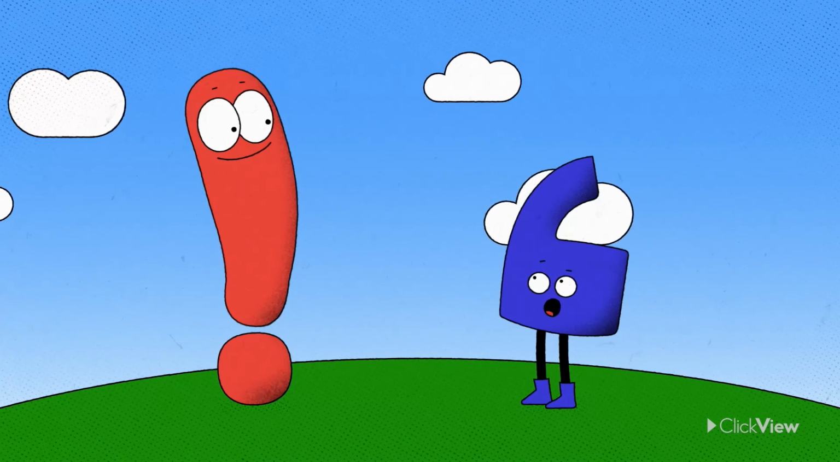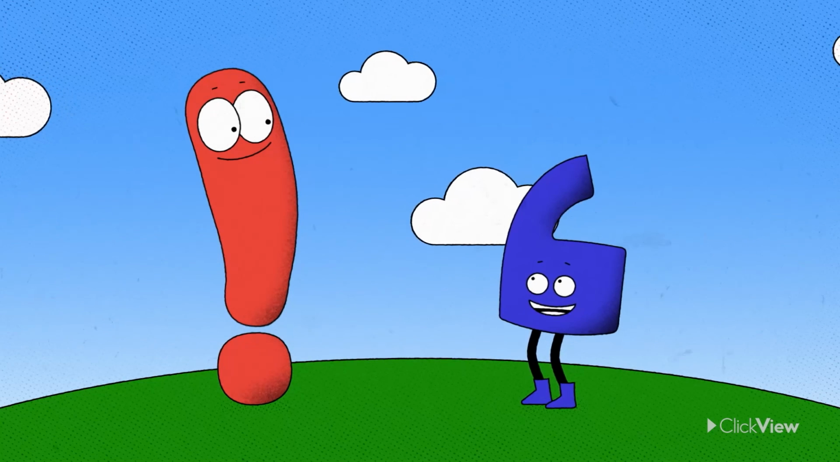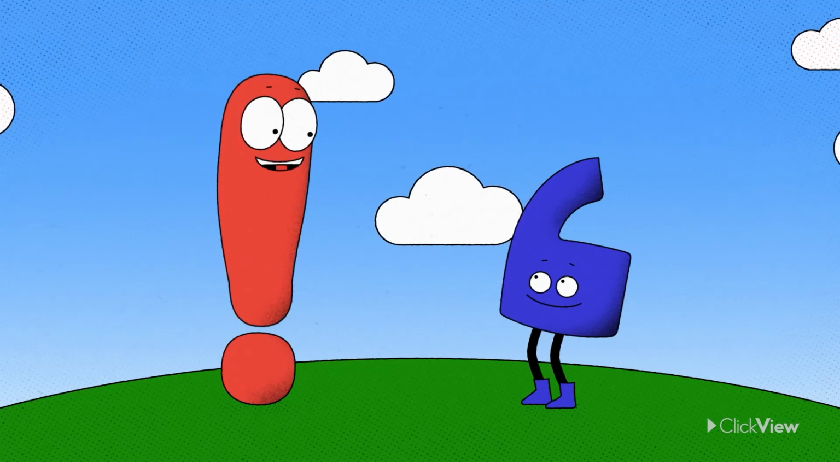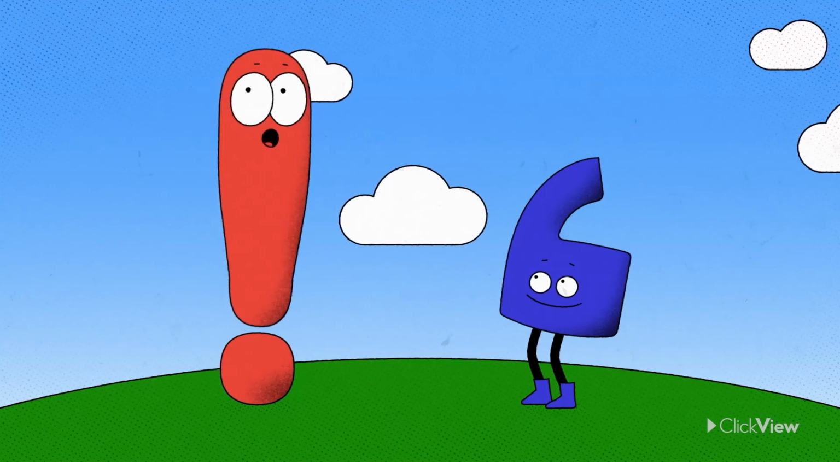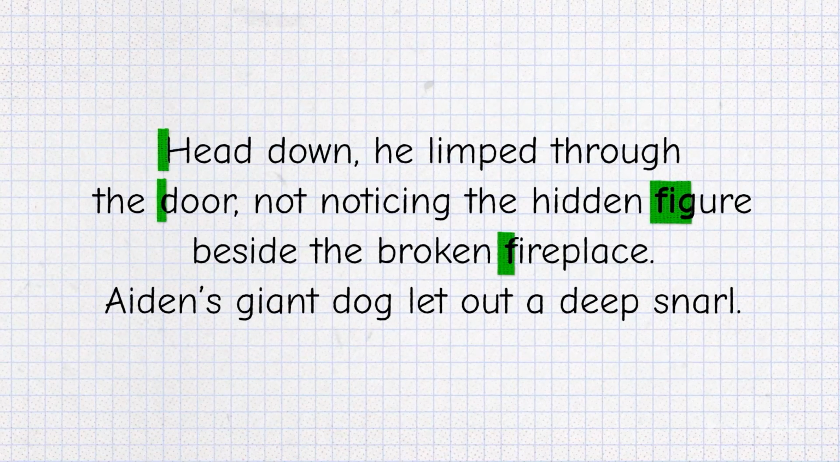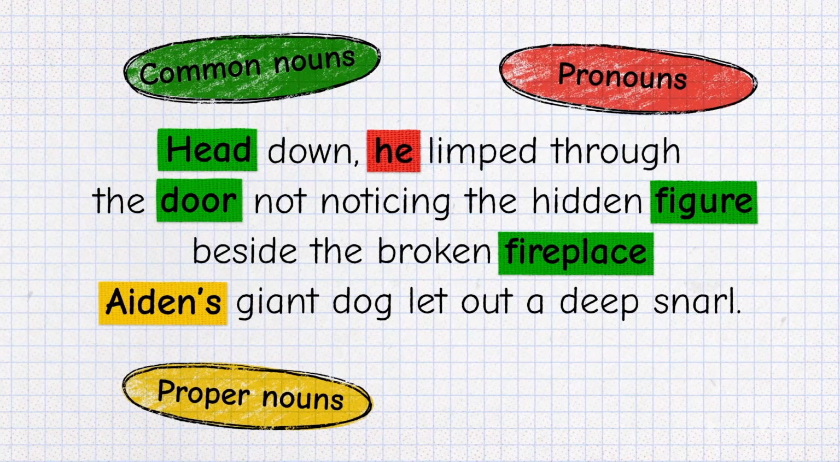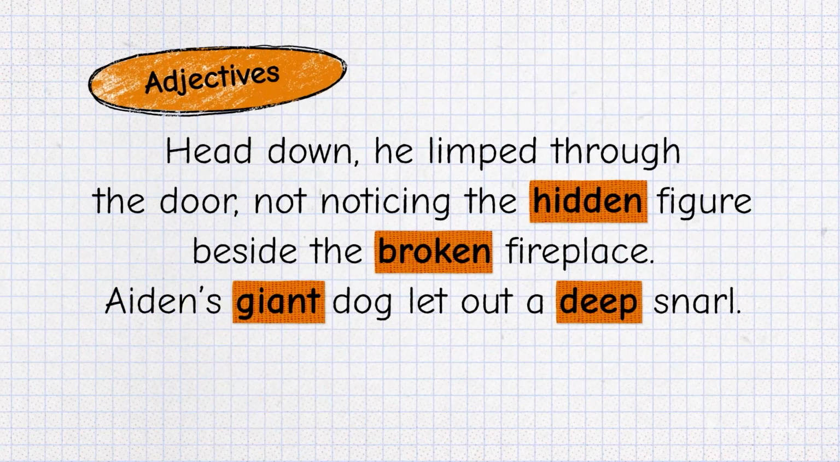Okay, Tip, I've got the stages part now. What about the language features of a narrative text? Good question. There are a lot of language features that are common in all kinds of narratives. For instance, nouns, both common and proper nouns, as well as pronouns to tell you who or what the story is about. Adjectives to describe the characters and settings.